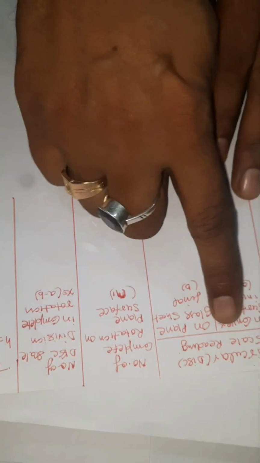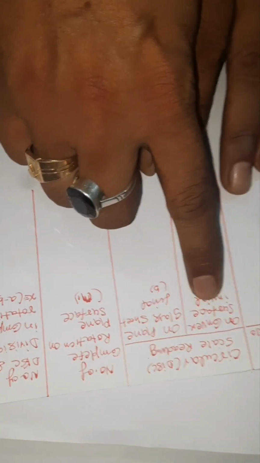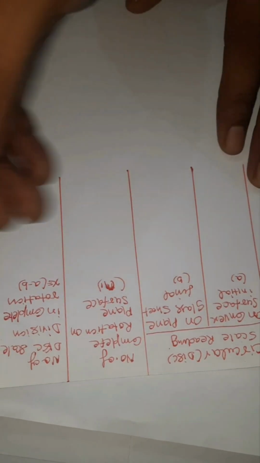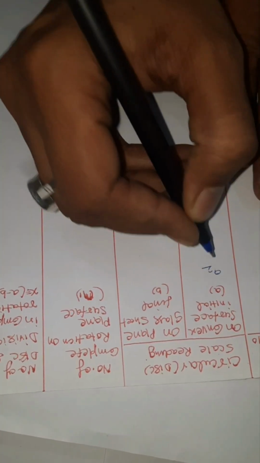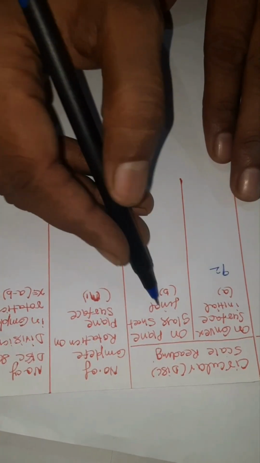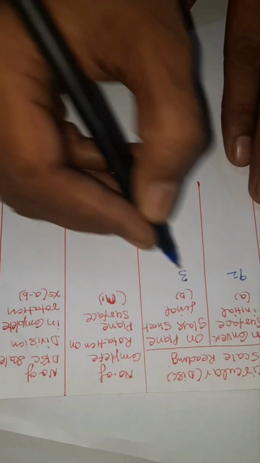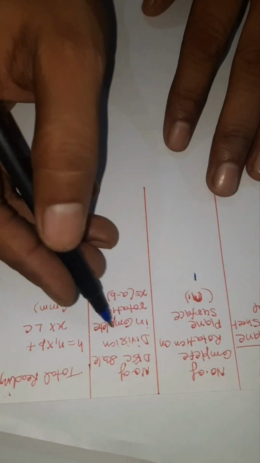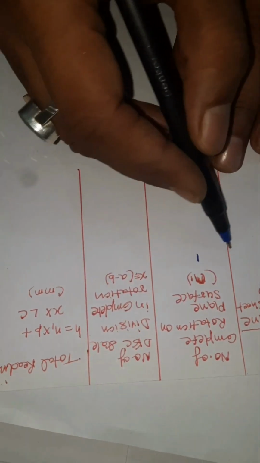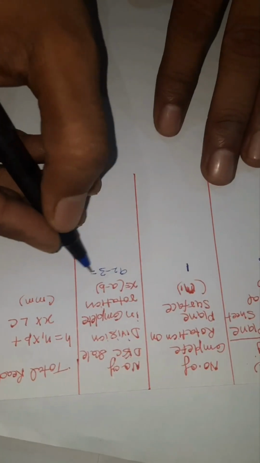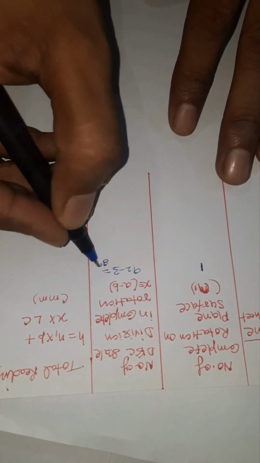So we have a table to fill all those readings. We have the circular disc scale readings on the convex surface. Initially it is equal to A, so we had already seen it, the value which was equal to 92 I think. On the plain glass sheet, when it was kept without the lens, the value was 3. Number of rotations given was 1. So number of disc scale divisions in the complete rotation, we have to subtract 92 minus 3, so the value will be 89.